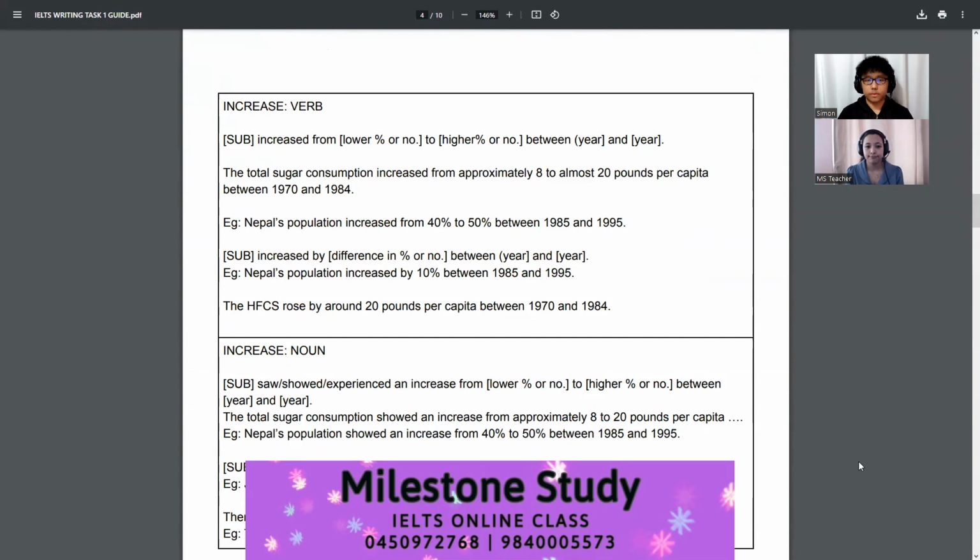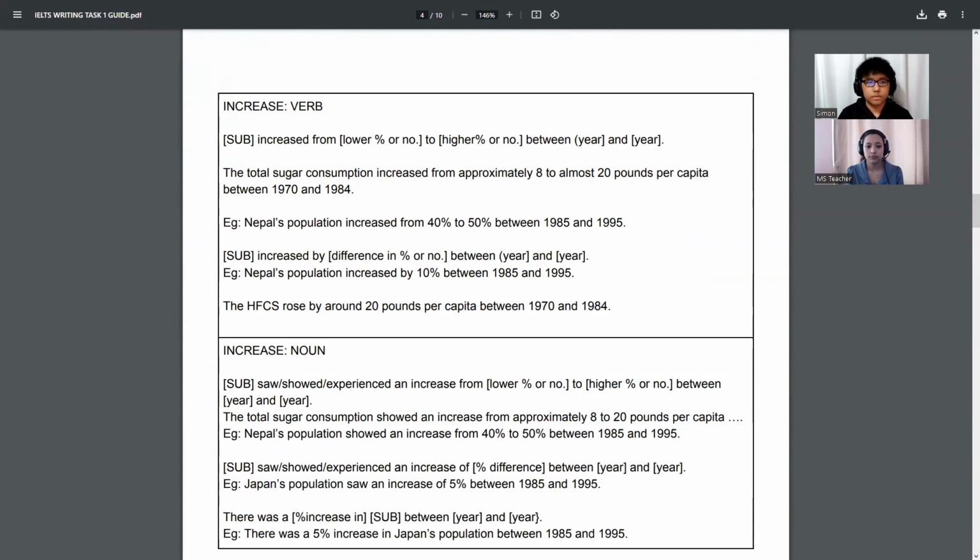So now we've learned what words to use. I'm going to show you some examples of how you can write them. So in this screen here, we're going to use the word increase, right? So you have the subject first, and then you write the word like increased, and then you write the percentage of, and then to the other percentage between the year and year. So for example, you can maybe say the percentage of stocks increased from 10% to 20% between 2001 and 2005.